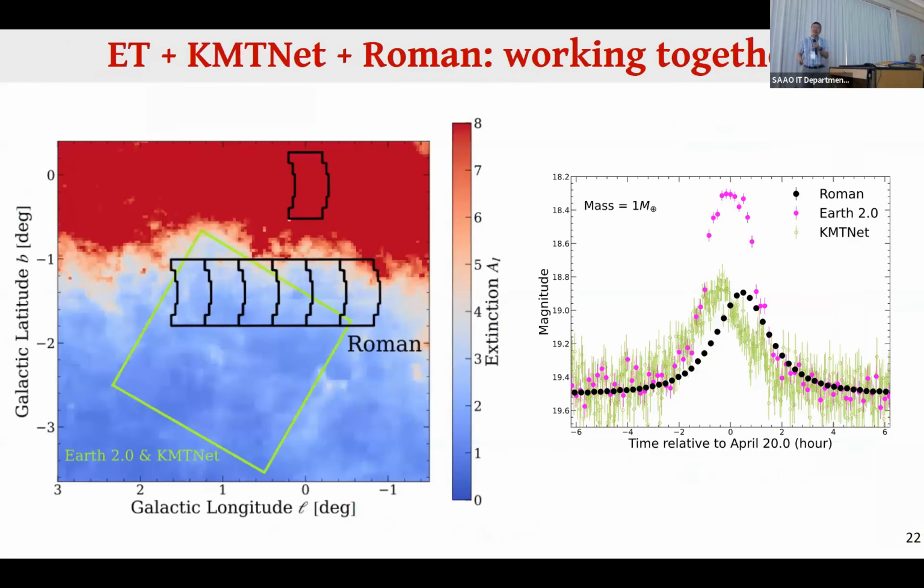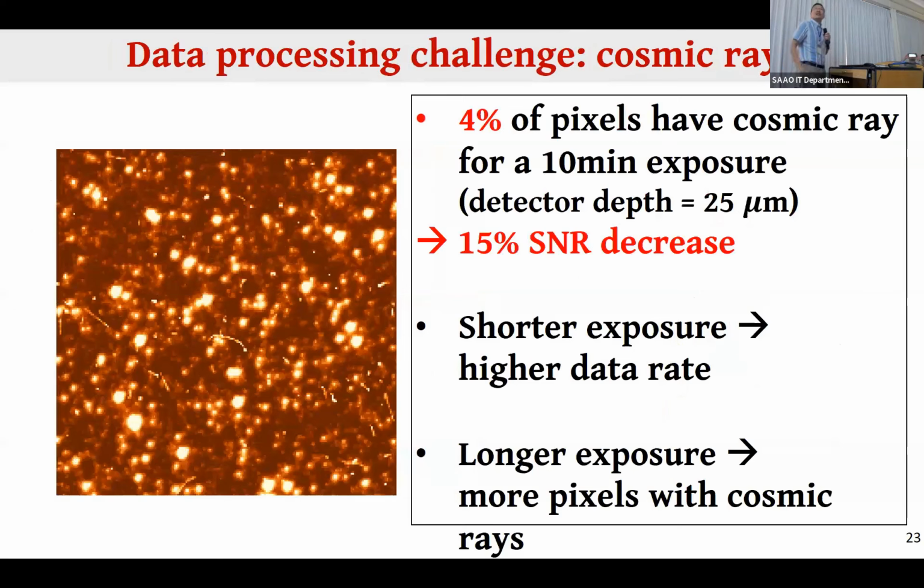Okay, so in fact, this shows the Earth 2 and KMTNet field, and this shows one possibility of the Roman field. So in some fields, we will have observing data from KMTNet, Earth 2, and Roman. So you will see 3 distinct light curves, which will put more constraints on parallax signals.